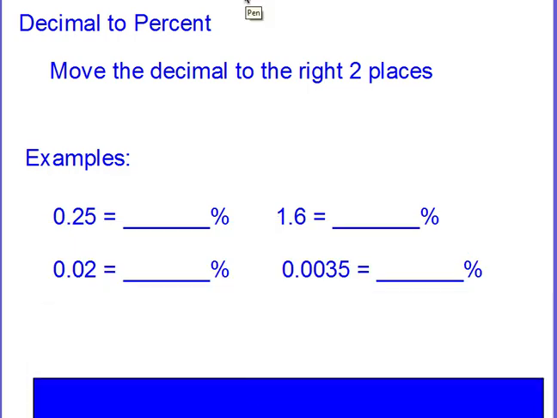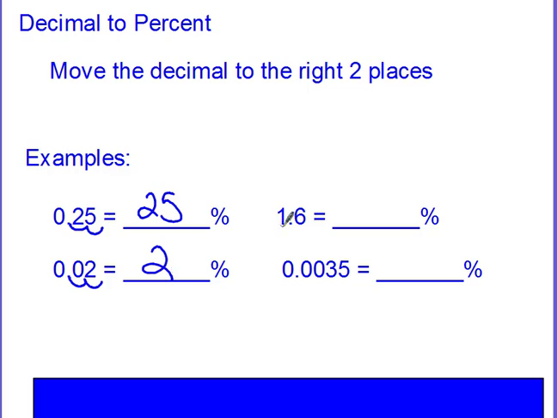So in 0.25, we need to change 0.25 to a percent. As this says up here, you just move the decimal 2 places to the right. So we're going to move this decimal 2 places to the right. 0.25 becomes 25%. 0.02, move it 2 places to the right, becomes 2%.